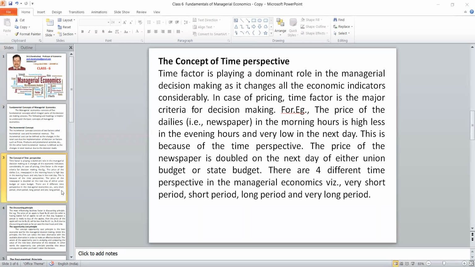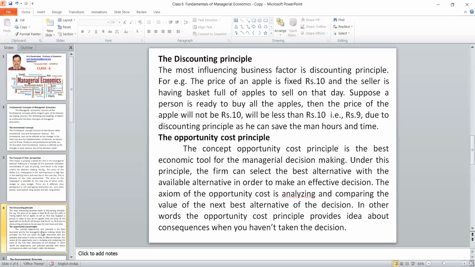And now we are moving to the discounting principle. Suppose a fruit seller is selling fruits. The price of an apple is 10 rupees.